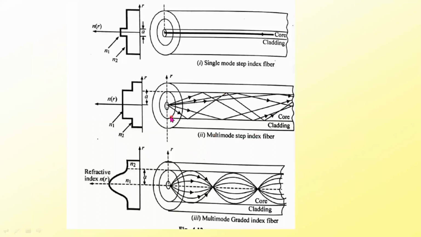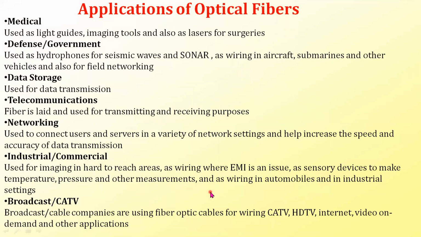Multi-mode step index means that it has different paths, right? The number of modes is high. But then also at the core, you have a constant refractive index. At the core cladding interface, your refractive index is abruptly changed. But in the case of multi-mode graded index fiber, your refractive index is gradually changing like this. It is maximum here, and it is decreasing like this and decreasing like this, right? So that is called a multi-mode graded index fiber.